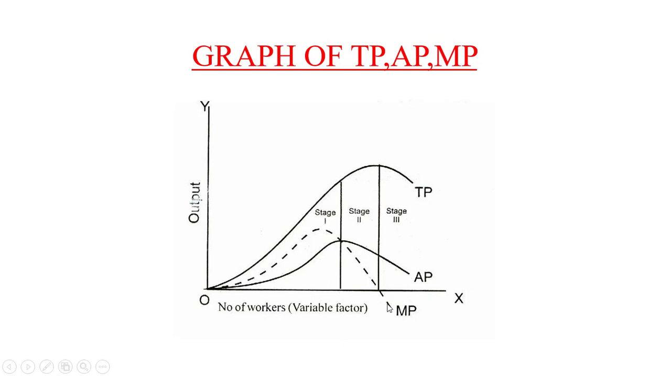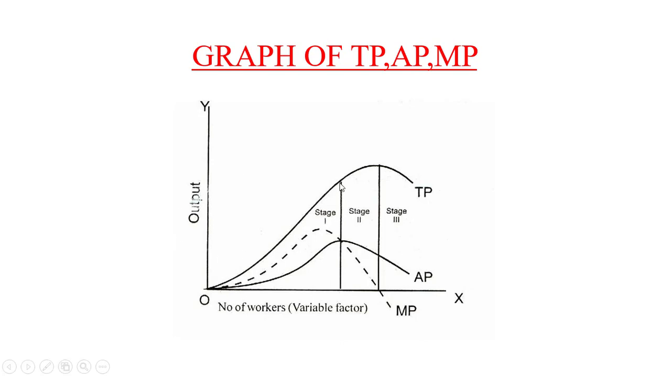So this is the stage known as stage 3, when the TP is decreasing, average product is also decreasing, and marginal product becomes negative. So this is the third stage. So how many stages are there in this graph? We are having 3 stages. What are the 3 stages?